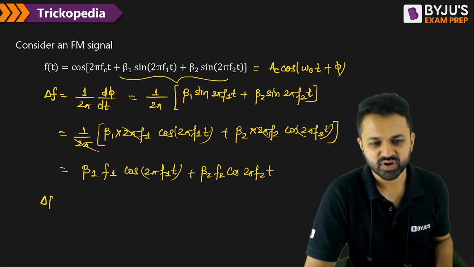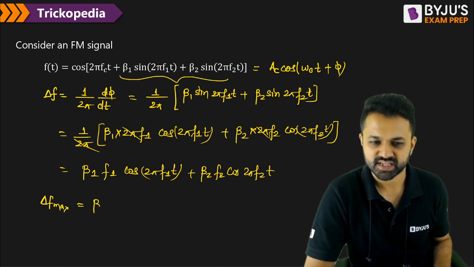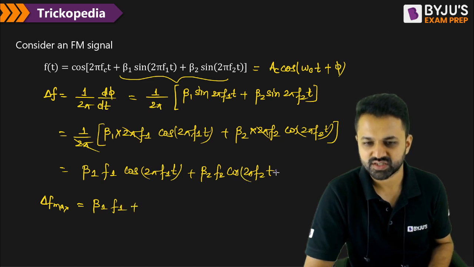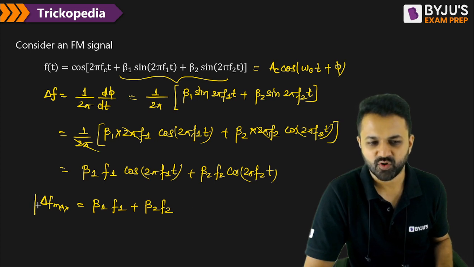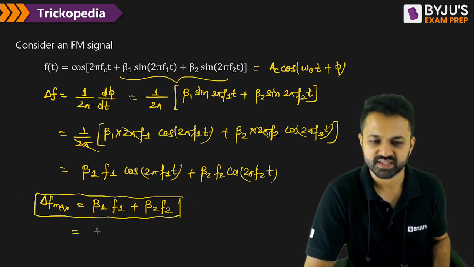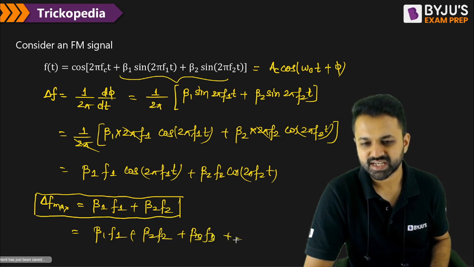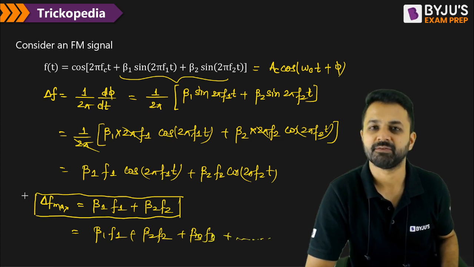if you want to calculate the maximum frequency deviation, what is the maximum value of cos? That is 1. So you get beta 1 into f1. The maximum value of the other cos is also 1, so this is beta 2 f2. In general, for n number of signals, it can be written as beta 1 f1 plus beta 2 f2 plus beta 3 f3 and so on. That is the maximum frequency deviation.